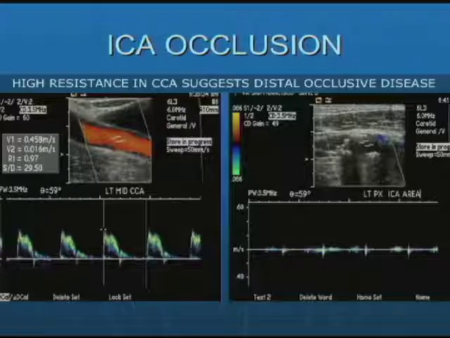So, as we noted on the left, we have a mid-common carotid artery waveform that is highly resistant. That is, the diastolic component is remarkably low, and that indicates that there is actually a more distal occlusive problem. And here we see on the right that the left proximal internal carotid artery has occluded.